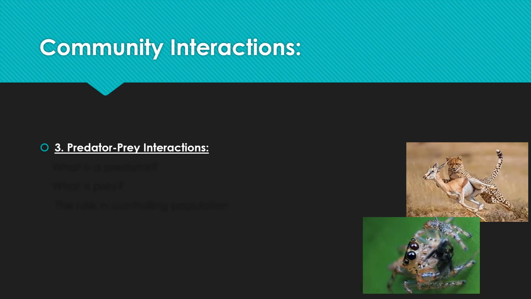So again, we talked about ecological niche. We talked about competition. And now we're talking about predator-prey interactions. Basically, a predator is a living organism that feeds on another. And that other organism that it feeds upon is called prey. Not just the cheetah and gazelle, but it can be a whale that filters krill.